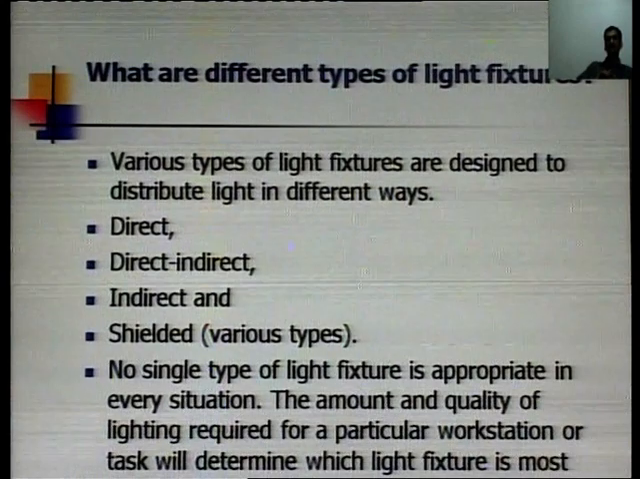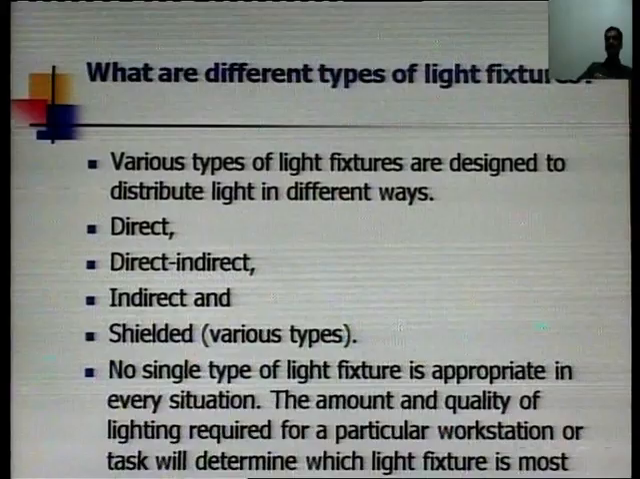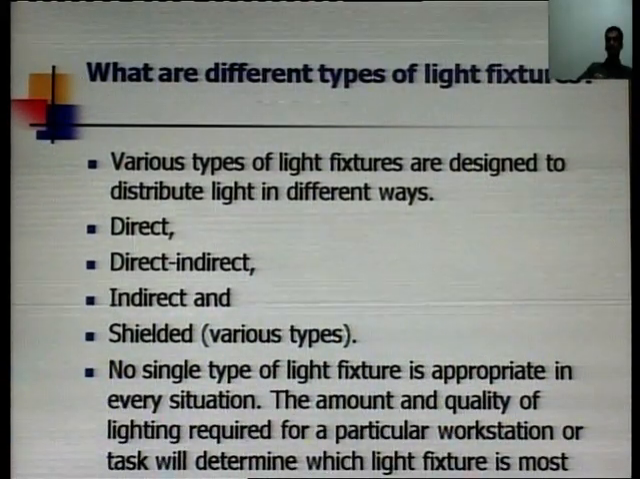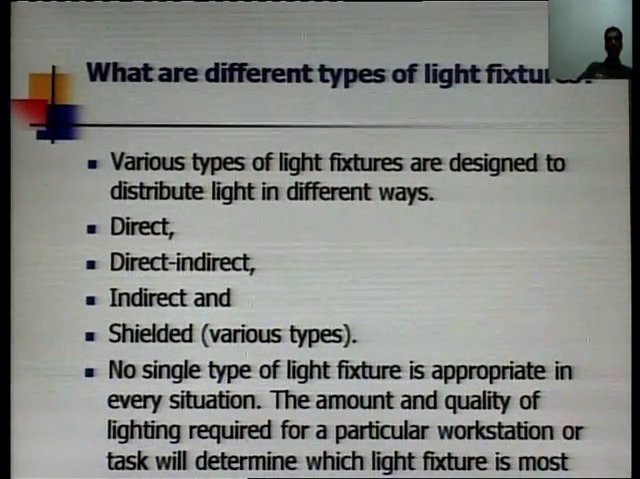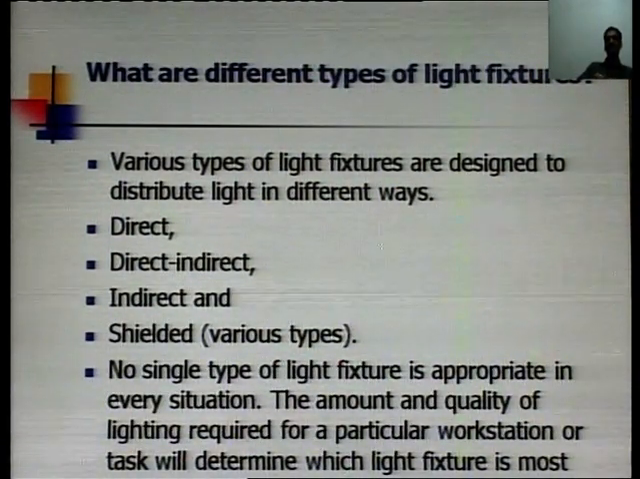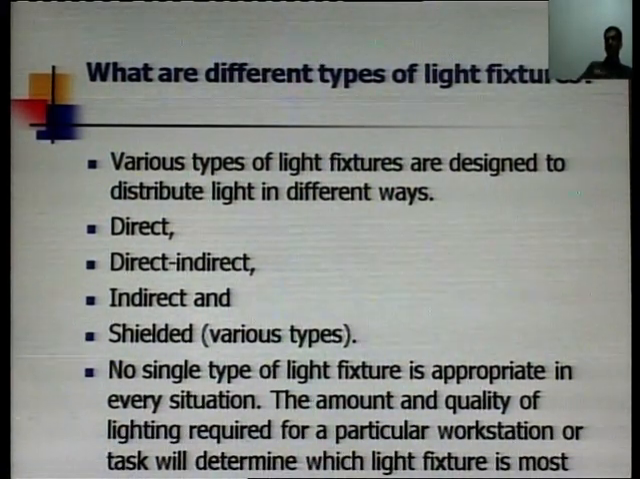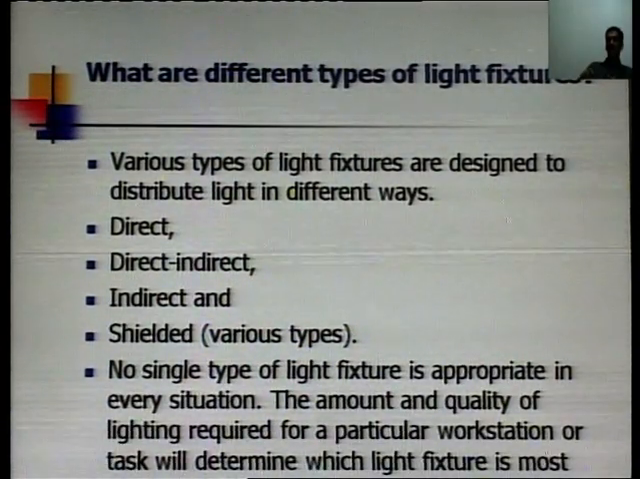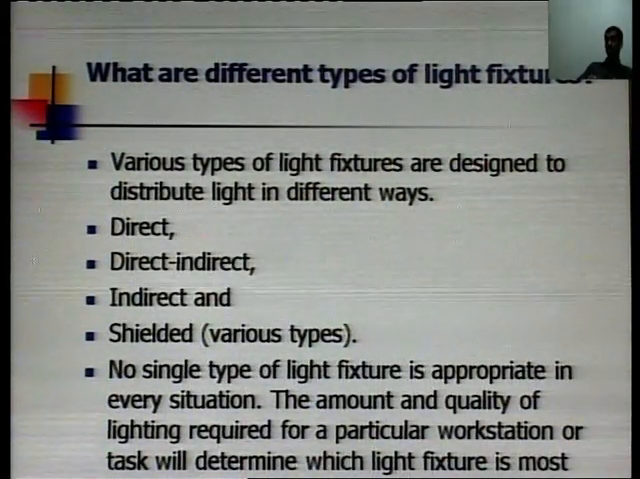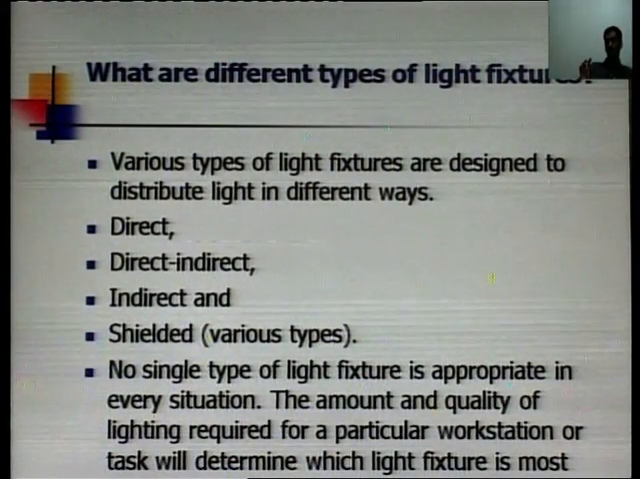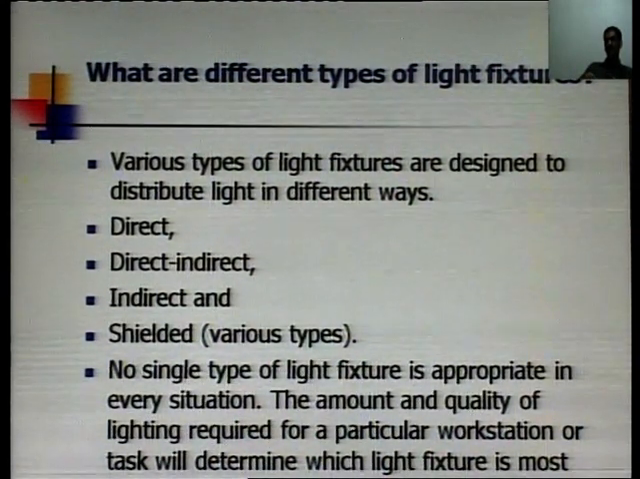Now we'll discuss the different types of light fixtures which have been designed to distribute light in different ways. First we have direct, then indirect, and then shielded. We'll discuss all these one by one. No single type of light fixture is appropriate in every situation. For example, if we are in an open area, we need a different kind of light fixture.